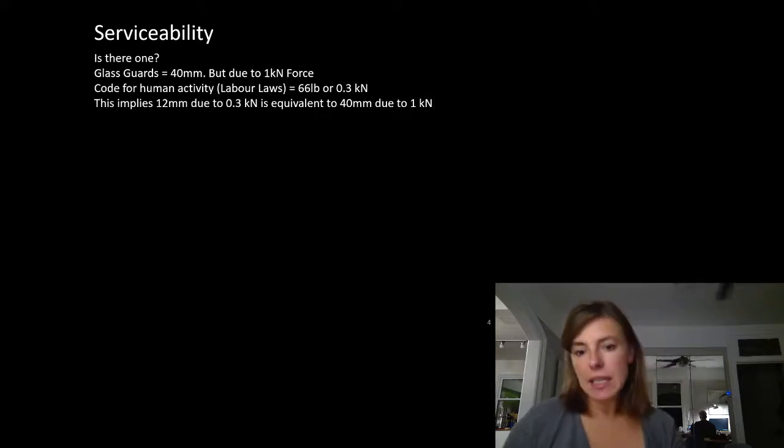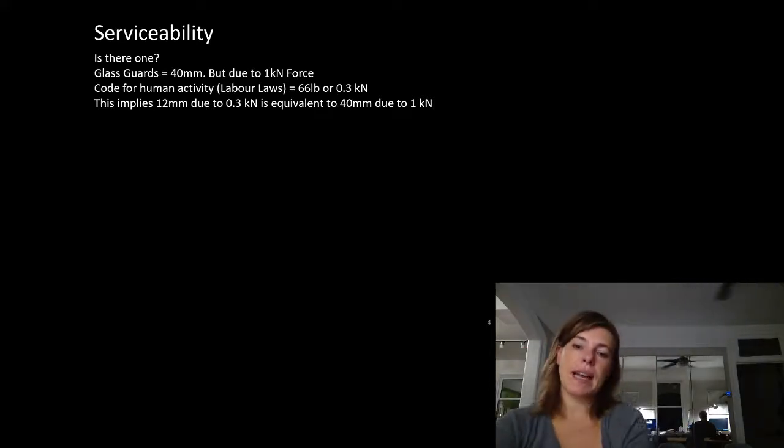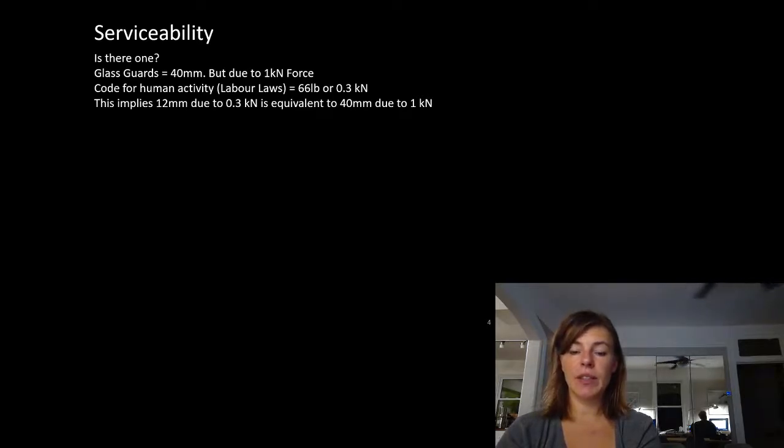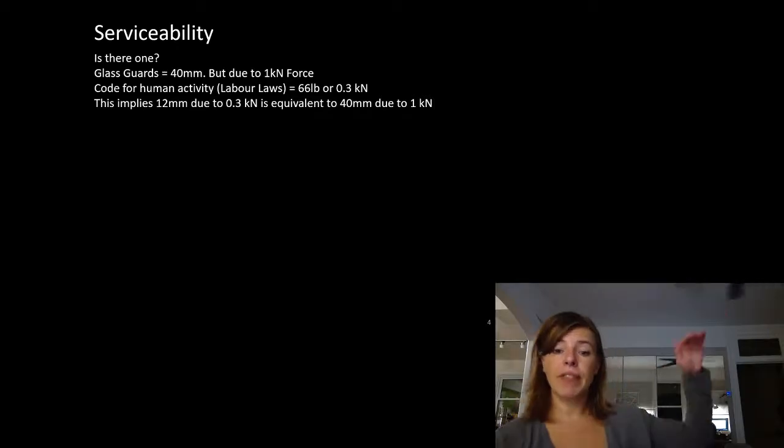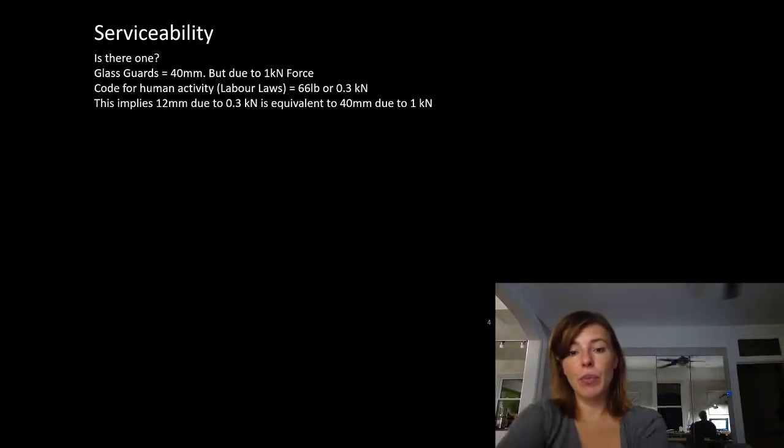So serviceability, and this often comes up with architects, asking, we don't want our guardrail to be too wobbly. And fair enough, that freaks people out when you lean on a guard and it's wobbly. There is not much in the code about deflection of guards. The only thing we really can find is that glass guards have a limit of 40 millimeters. So at 3.5 feet up off the ground, that guard can move more than 1.5 inches. That obviously freaks people out.